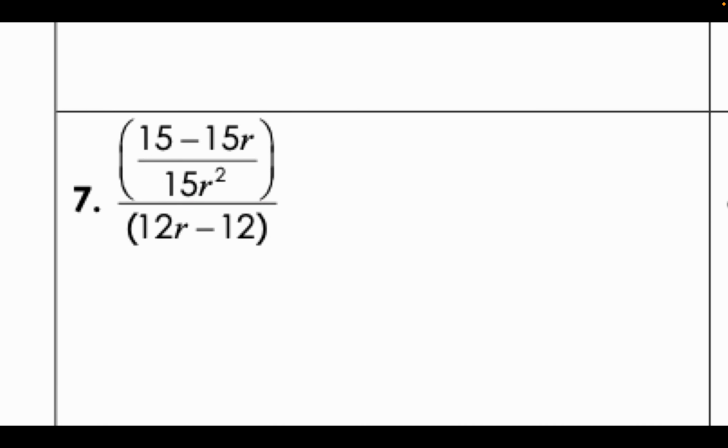So what we'll do here is I'm going to rewrite the top, 15 minus 15r, but factor out a GCF of 15 and get me 1 minus r. And I'm actually going to call that a negative 15 and make it r minus 1. The reason I'm doing that is because I always want the variable to be first, because that's going to match what happens in other places.